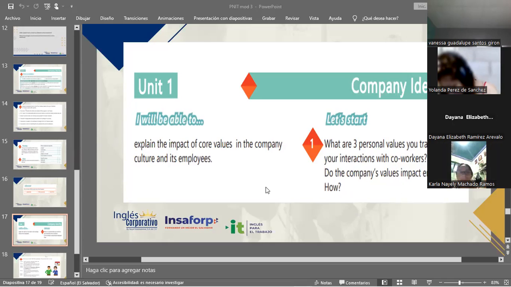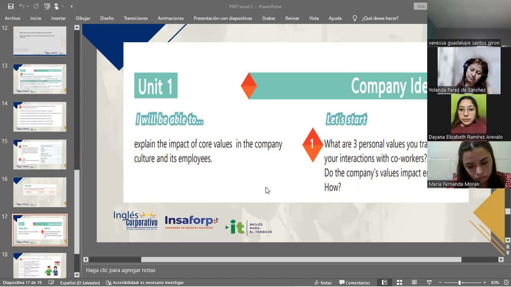Do the company values impact employees? Okay, this is the question about if your company transfers those values into your persona. If the company is a company that helps people, ¿usted también hace suyos esos valores? Do you transmit the same values as your company does? How? Think about it.